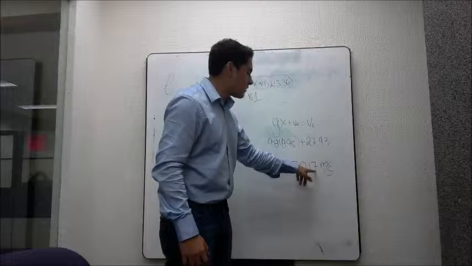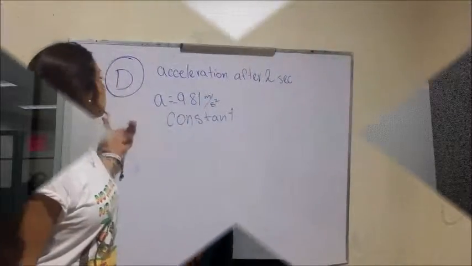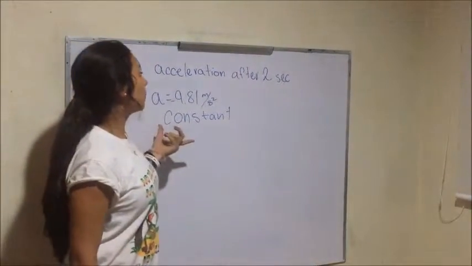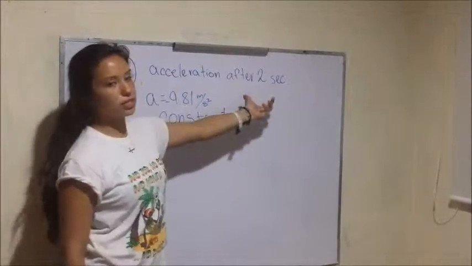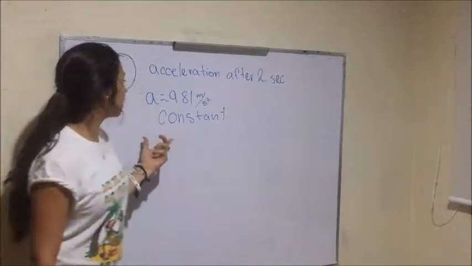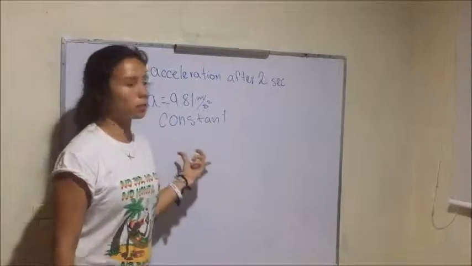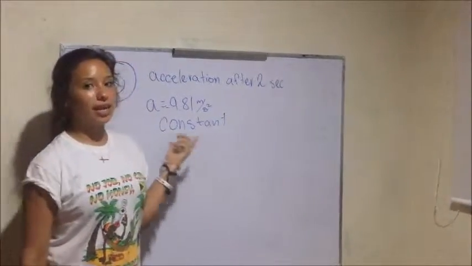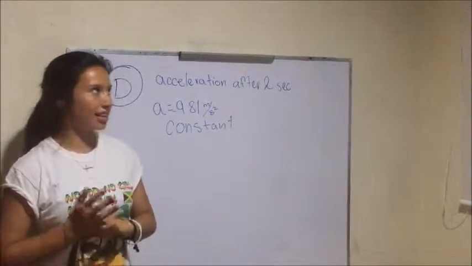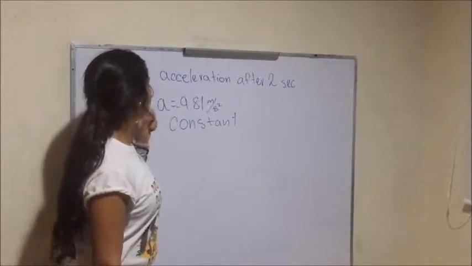70.17 meters. In point D, they ask us what the acceleration is after 2 seconds. The acceleration is minus 9.81 meters per second squared, because the acceleration is not changing in any case, because acceleration is a constant value.